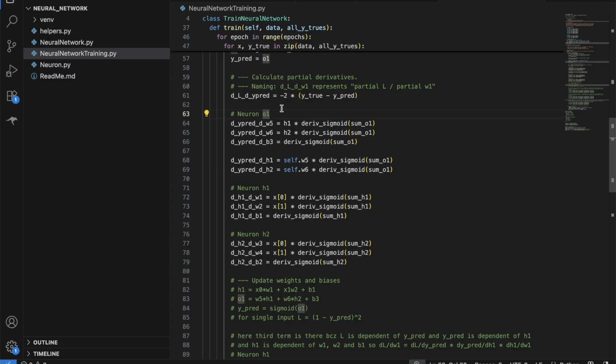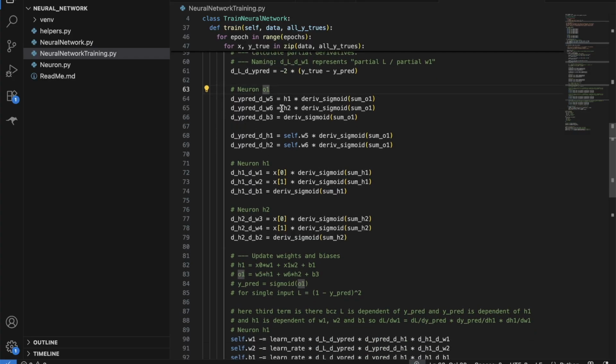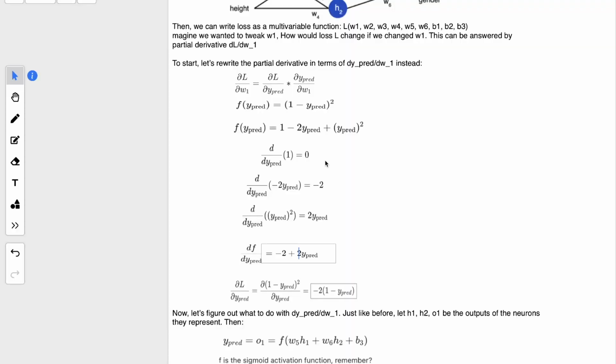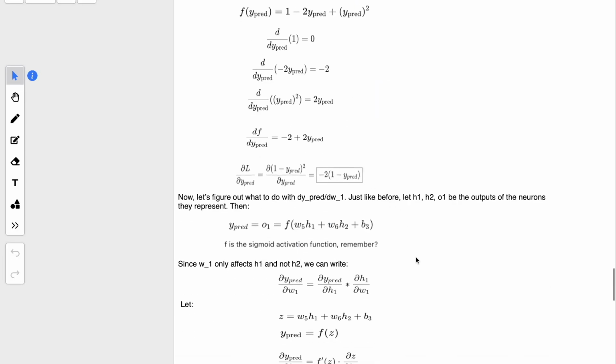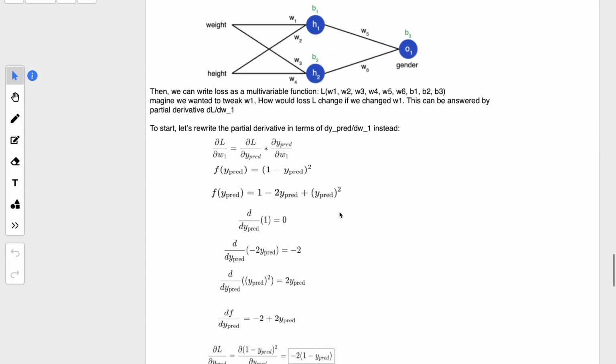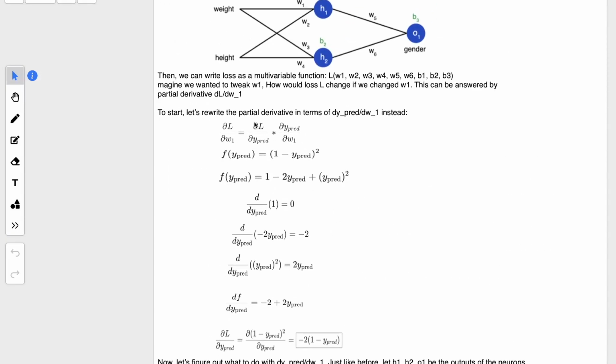Now for the neuron O1. O1 is depending on W5, W6 and B3, right? So we are calculating dy pred by dW5. Before updating the weights and biases, we need to calculate all these values, dL by dy pred.